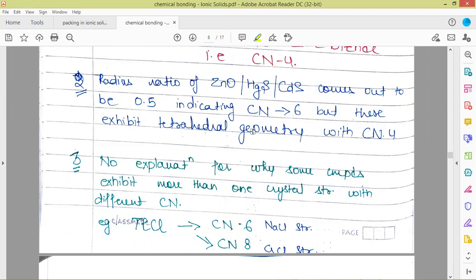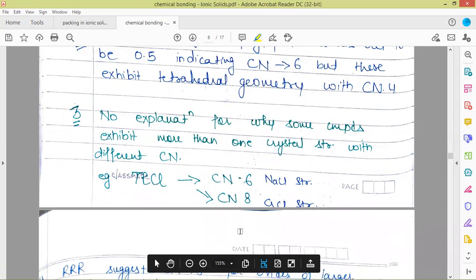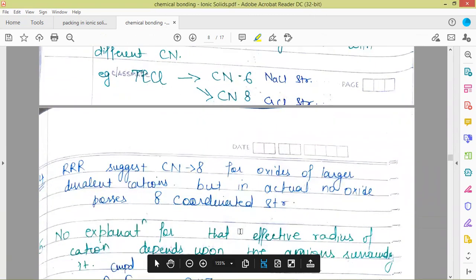Also, in the radius ratio rule, there was no explanation of why some compounds exhibit more than one crystal structure, despite the fact that according to this rule, the size of the ions is fixed. If the size of the ions is fixed, then how can one combination of cation and anion, one compound, exhibit two types of structure, two types of coordination number? One example is thallium chloride. Here, coordination number 6 is also possible, and coordination number 8. It has both types of structure, that is NaCl type and cesium chloride type structures.